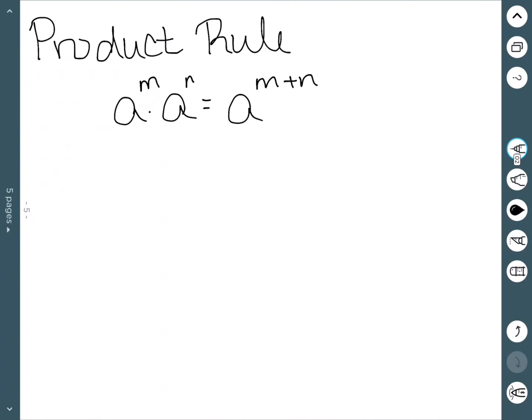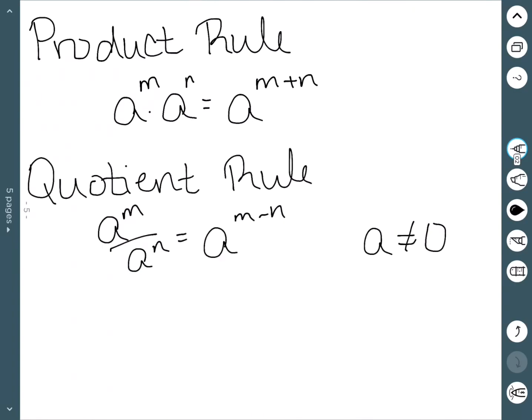There are several other laws of exponents which I'll go ahead and list out, and then we'll do several examples demonstrating how to use them. The first of these is the product rule. A to the m times a to the n is equal to a to the m plus n. So if I'm multiplying and my base is the same, I can just add the exponents.